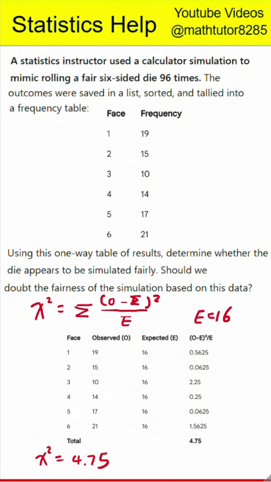0.5625. For face 2, it was 0.0625. For face 3, it was 2.25. For face 4, it was 0.25. For face 5, it was again 0.0625. And for face 6, it was 1.5625. Add all those up and you get a total chi-square statistic of 4.75.